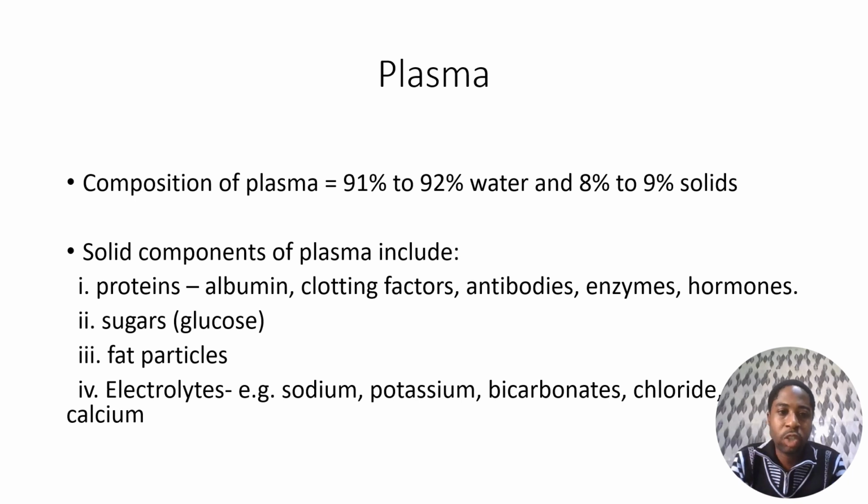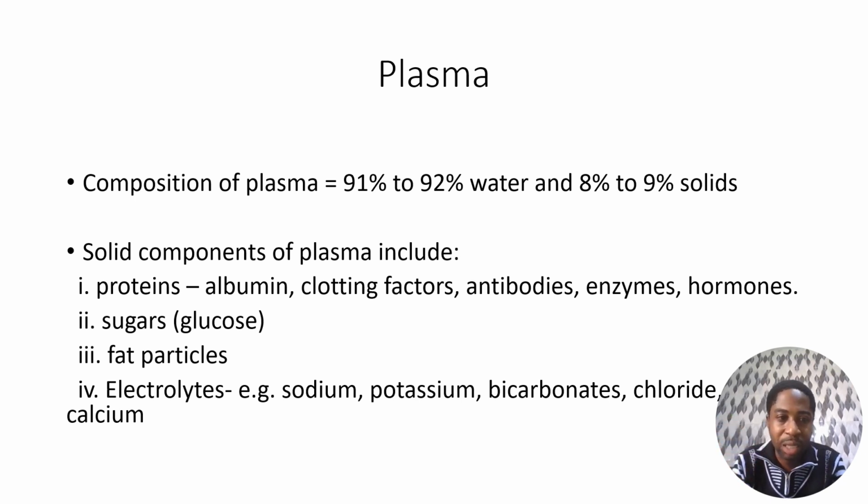water. The solid components of plasma include albumin, clotting factors, antibodies, enzymes, and hormones. So these are all proteins. So the first solid component of plasma is proteins, and those proteins are the ones that I mentioned: albumin, clotting factors, antibodies, enzymes, and hormones.